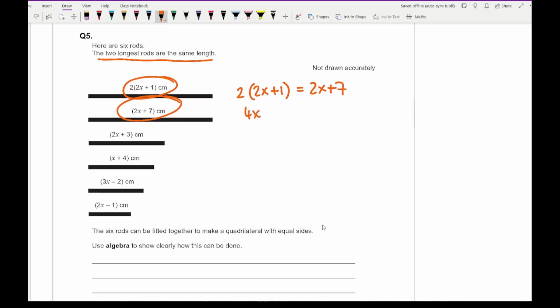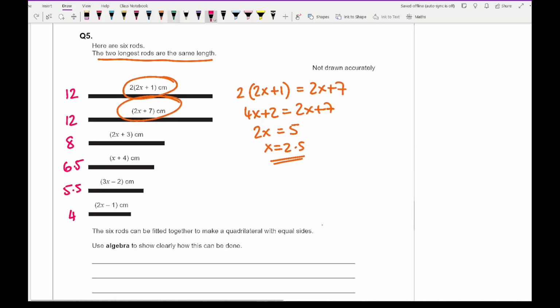So 4x plus 2 equals 2x plus 7. So 2x equals 5. So x equals 2.5. Then from this, we can work out what each of the lengths are. So this length here, substituting x equals 2.5, that's going to be 12. That's going to be 12. That's going to be 8. This is going to be 6.5. This is going to be 5.5. And this smallest one is going to be 4 centimeters.